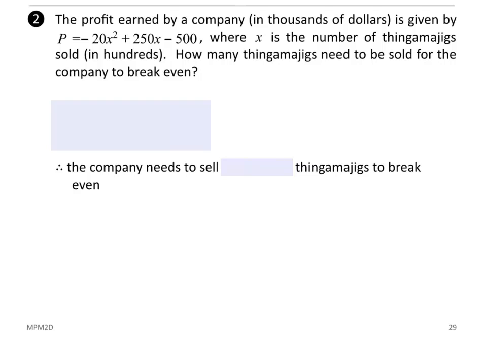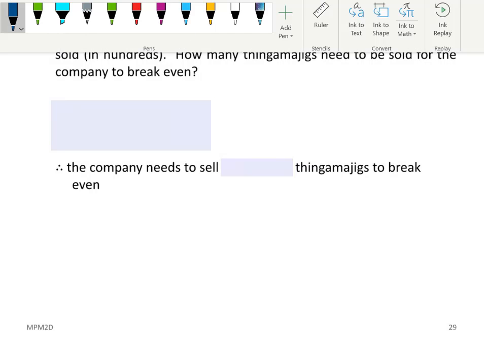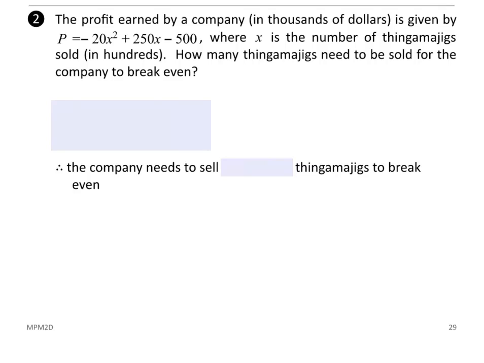The profit earned by a company in thousands of dollars is given by the formula P is equal to this, where X is the number of thingamajigs sold in hundreds. How many thingamajigs needs to be sold for the company to break even? Okay, so 2 steps to this. First, take out a common factor. So you get y is equal to negative 10 is the greatest common factor we can take out. So we will be left with 2x squared minus 25x plus 50.